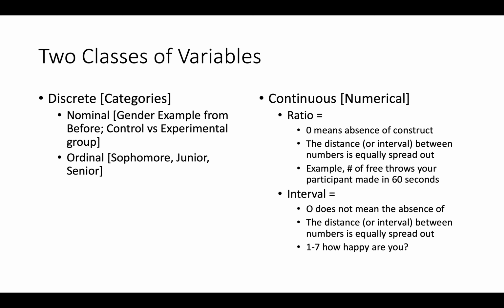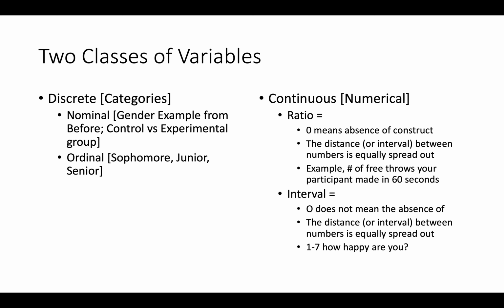In terms of psychological research, one common thing we're interested in is performance. So let's just choose a task: the number of free throws you make in 60 seconds. If you make 0, you've made no free throws and you have a 0 level of performance. 0 means the absence of made free throws. It's a ratio scale. Now, interval is basically a ratio scale where 0 does not mean the absence of.